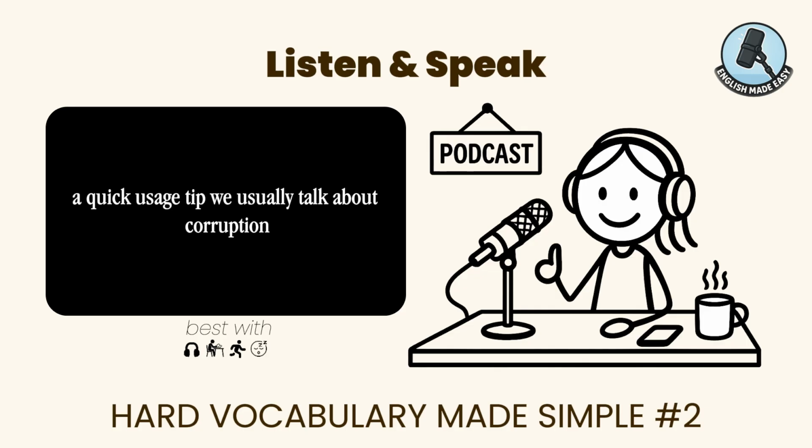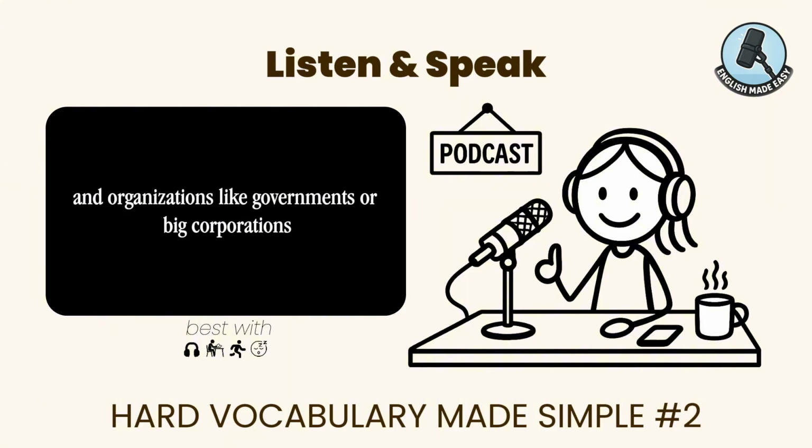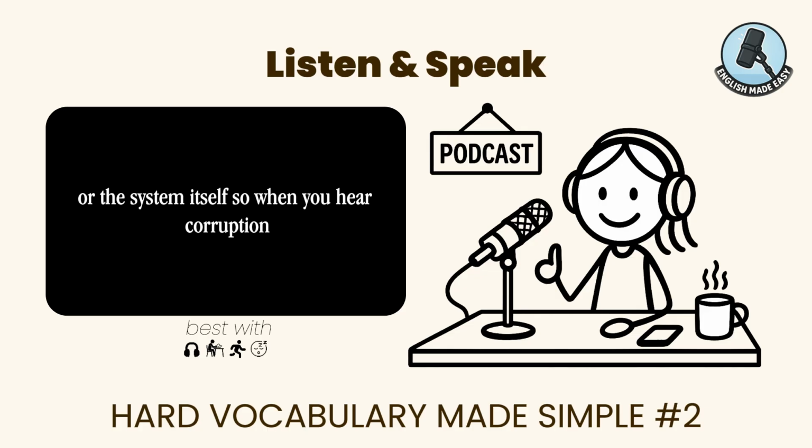A quick usage tip. We usually talk about corruption in the context of large systems and organizations like governments or big corporations. The adjective form is corrupt. We can say that official is corrupt. The word corruption refers to the act or the system itself. So when you hear corruption, just think: using power dishonestly for personal gain.